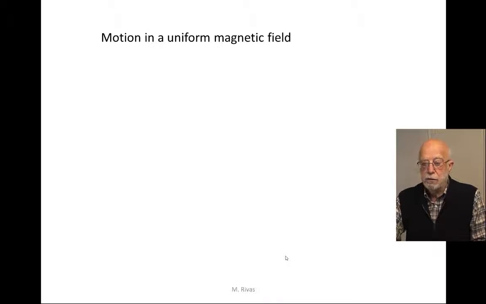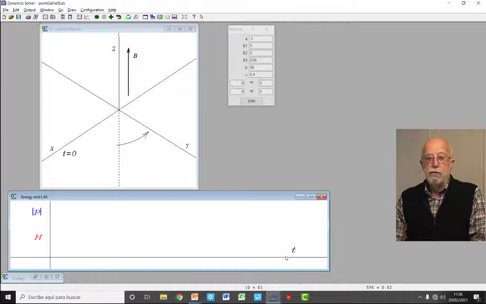Let us see how is the motion in a uniform magnetic field. Let us start first with the point particle. In a uniform magnetic field, the point particle, this problem can be solved analytically, but we are going to show you here numerically the differential equations.